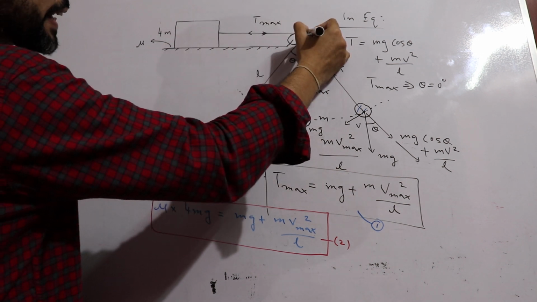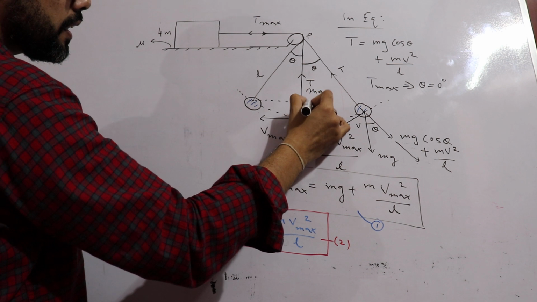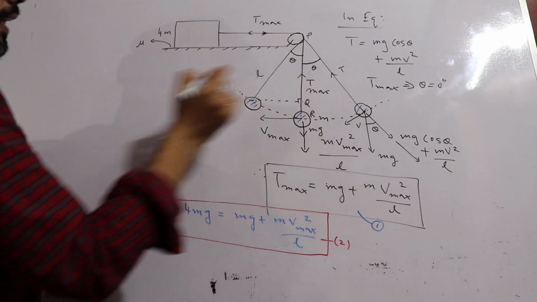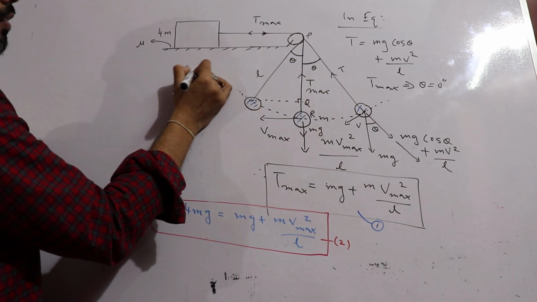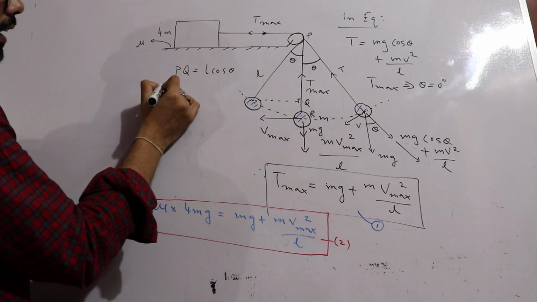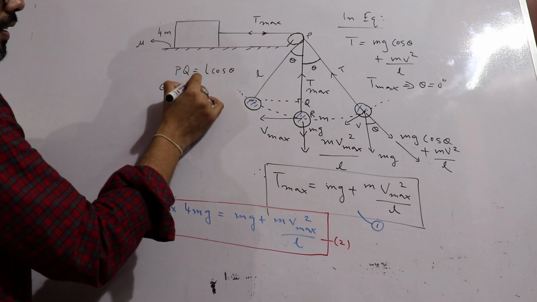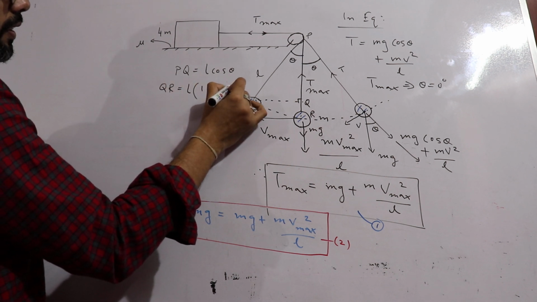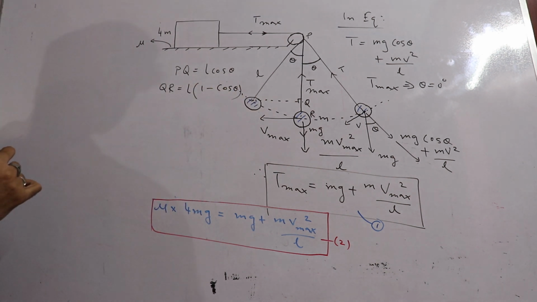Okay, so if I give some names, P, Q, R. So what is PQ? PQ equals L cos theta. And what is QR? L into 1 minus cos theta. So L minus L cos theta, that means L into 1 minus cos theta.